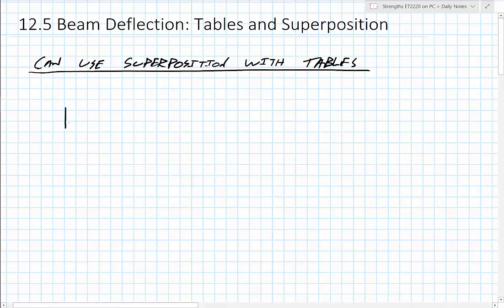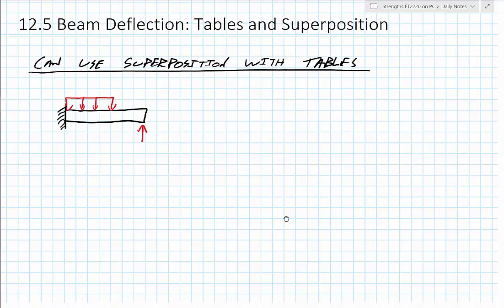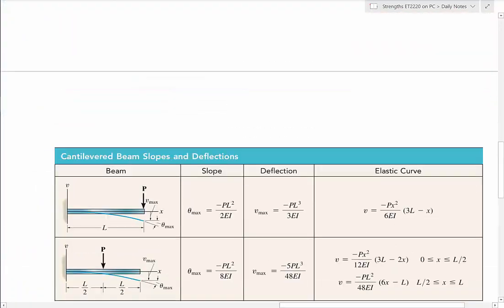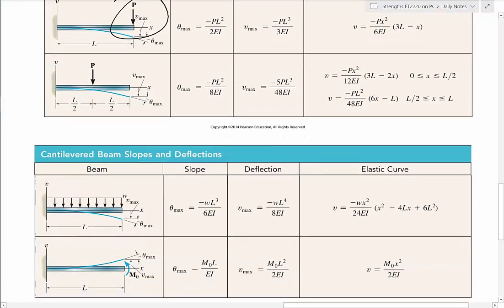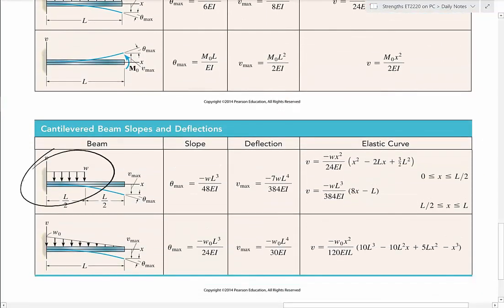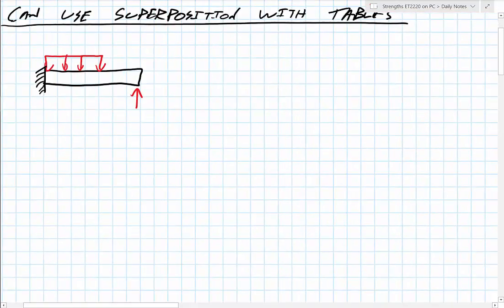So for instance, if I had a beam that was cantilevered out, and this beam had a distributed load over, say, half of it, and then I had another load up here, if I were to look in the table under my cantilever beams, I do not have that load scenario. I do have a point load at the end, even though it's going the opposite direction, and I have a distributed load over half, but I don't have them together. What I could do is say that this is the same as breaking it into 2 parts and looking at the deflection of each part separately.